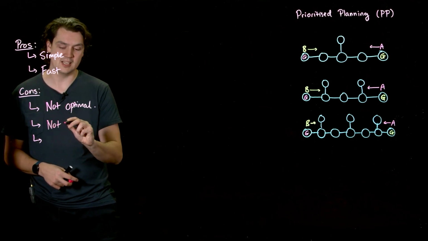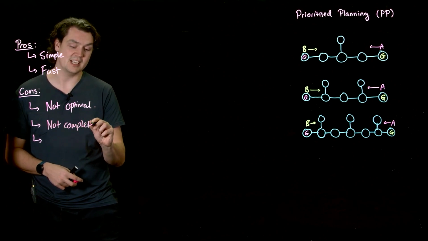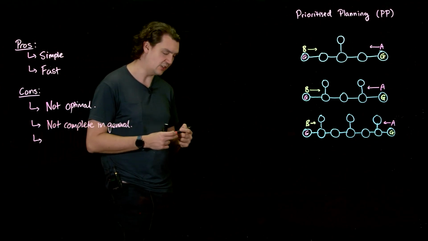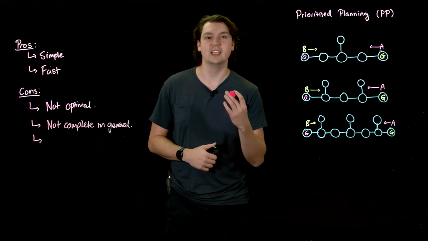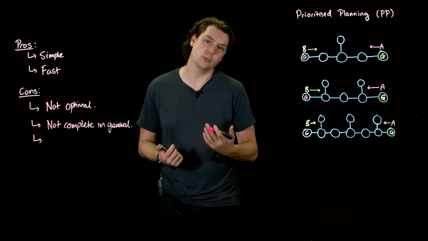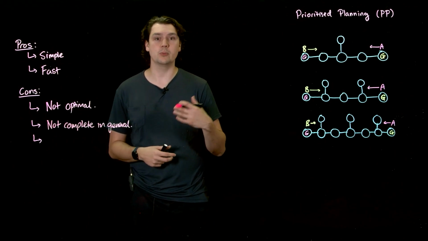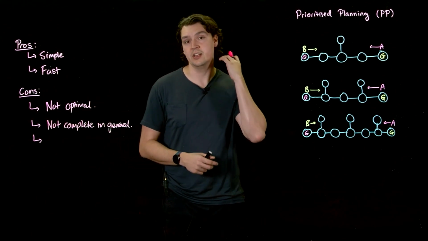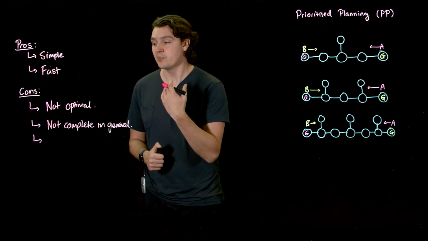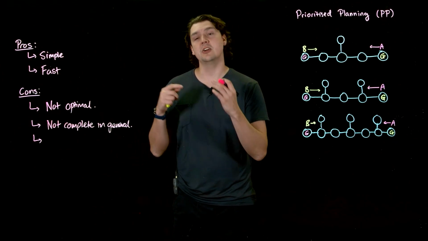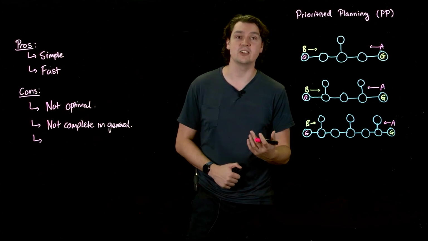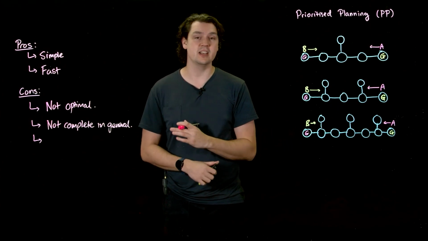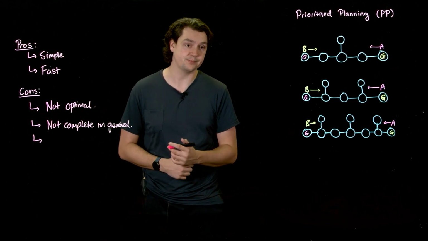And then as well, it is not complete in general. There are certain problem setups that technically do guarantee that it will be complete. But oftentimes you don't have too much control over those initial variables and how you define the start and target locations from the get-go. In these cases, prioritized planning is not only not optimal, but also not guaranteed to be complete. Even if a solution does exist, prioritized planning may not find it at all.